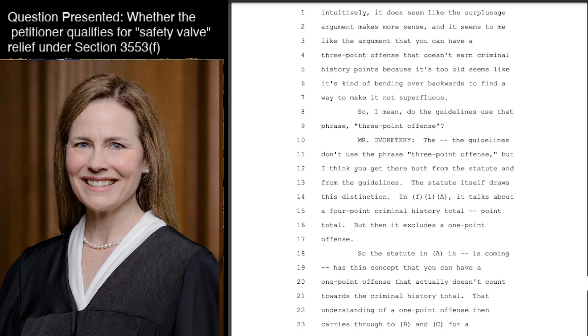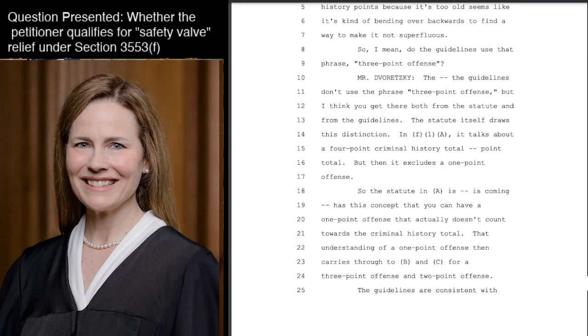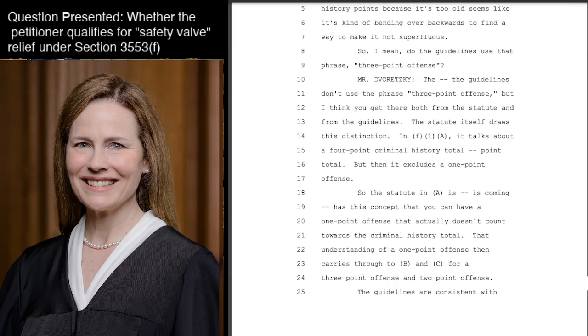The guidelines don't use the phrase 3-point offense, but I think you get there both from the statute and from the guidelines. The statute itself draws this distinction. In (f)(1)(A), it talks about a 4-point criminal history point total, but then it excludes a 1-point offense. So the statute in (A) has this concept that you can have a 1-point offense that actually doesn't count towards the criminal history total. That understanding of a 1-point offense then carries through to (B) and (C) for a 3-point offense and 2-point offense.